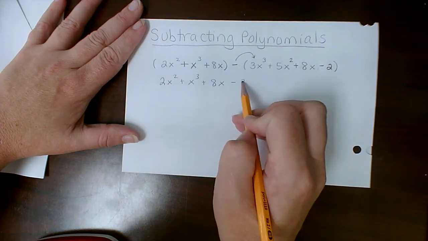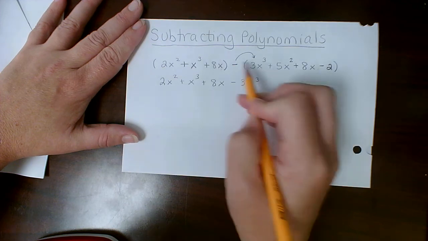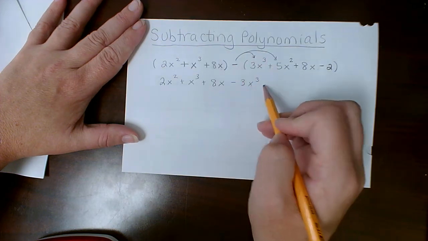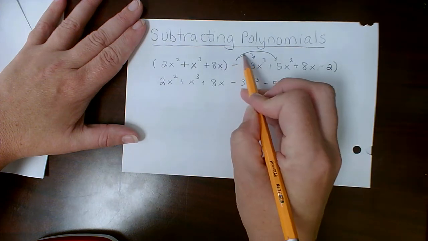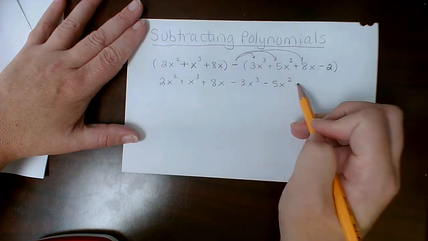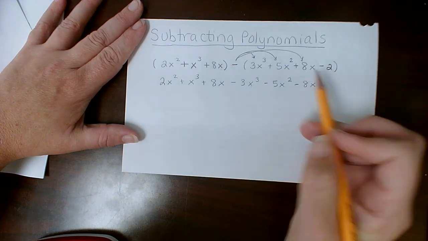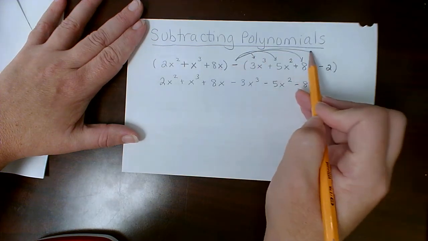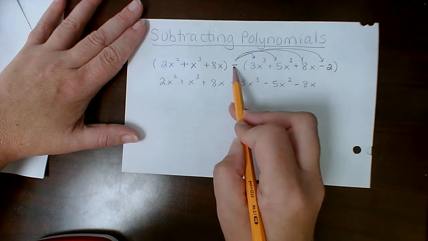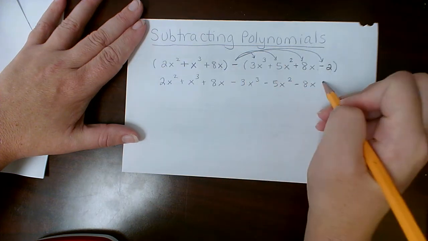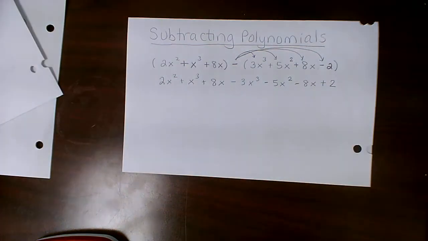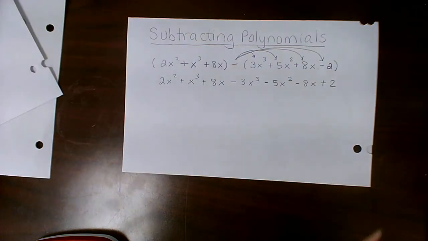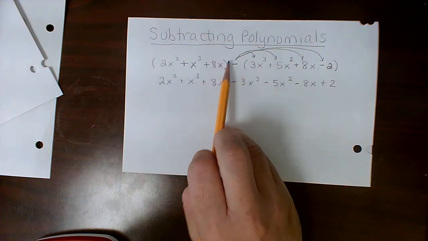That is going to make this negative 3x cubed. If I distribute it here, it becomes negative 5x squared. If I distribute it here, that becomes negative 8x. Be careful in the next one, because if I distribute it here, two negatives would make this a positive 2. So that is the only thing that is added to the process when it becomes a subtraction problem.